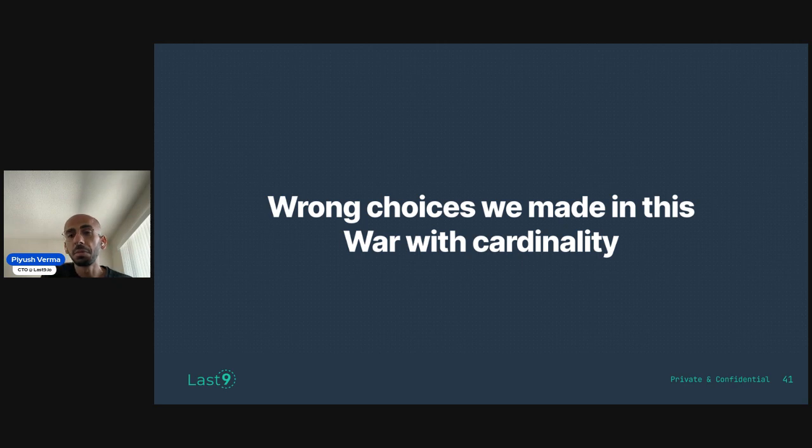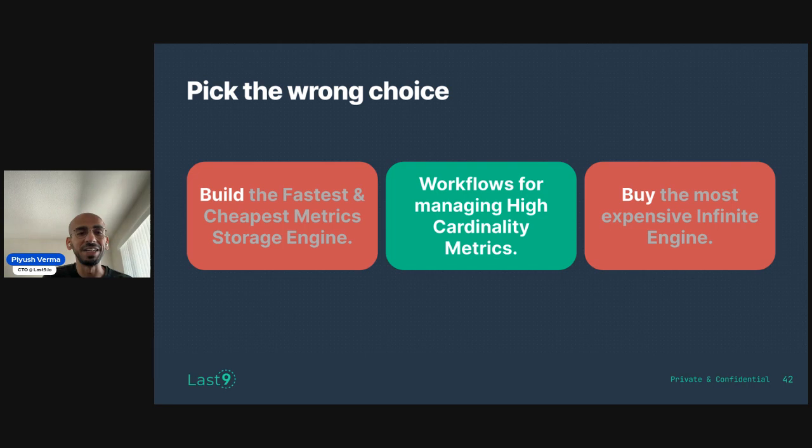And what are these wrong choices that we have made in this battle with cardinality here? Let's pick up the three choices. And all of us go through this decision. We realize we're going to start with buying it out. We buy the most expensive infinite storage system.